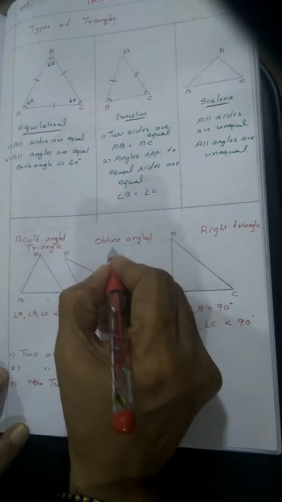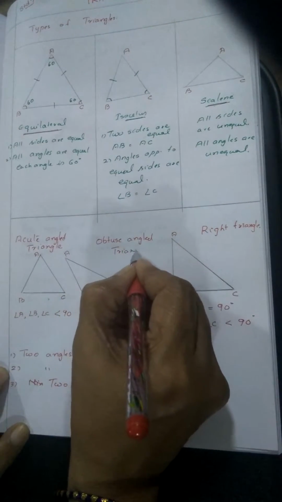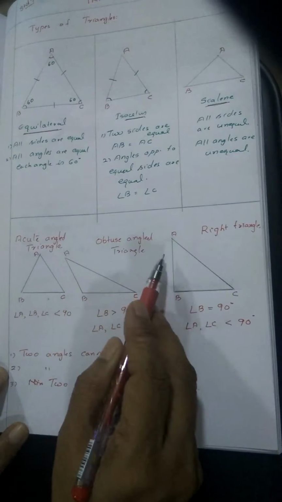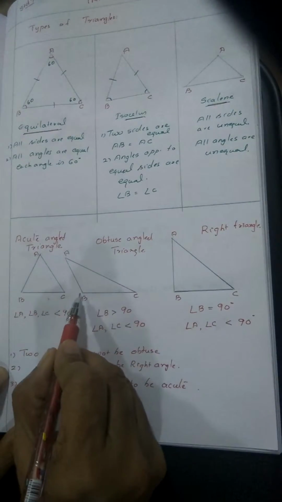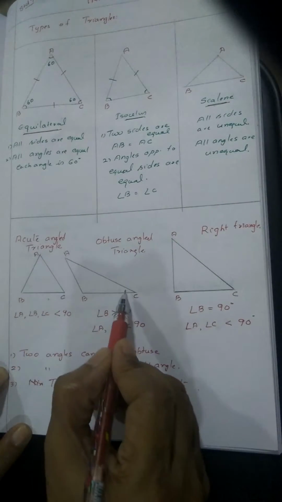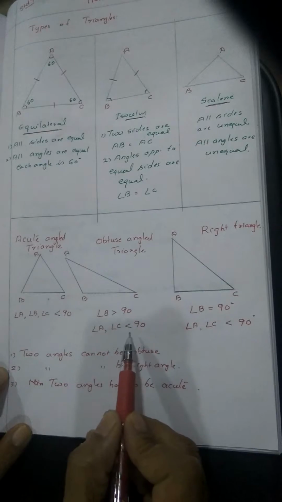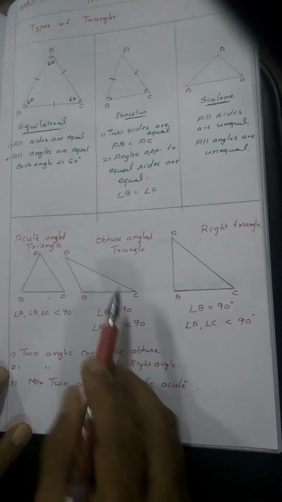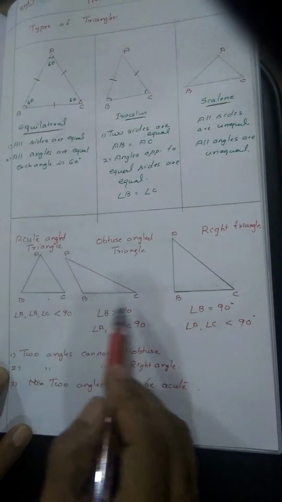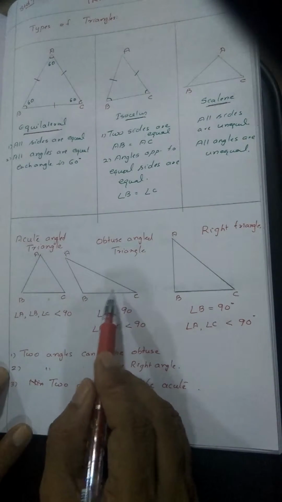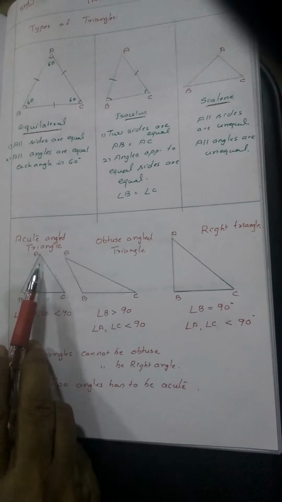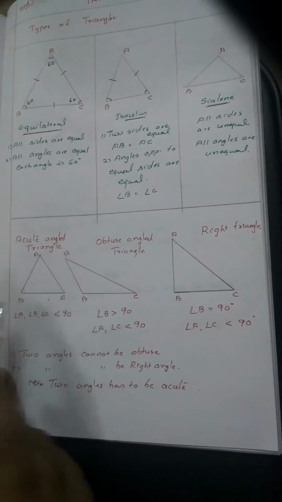An obtuse angle triangle. From the word obtuse, it means it has one angle obtuse. So this angle B is obtuse and angle A and angle C are acute, less than 90. So one angle is greater than 90, an obtuse angle. Therefore this triangle is called an obtuse angle triangle. In this, all the angles are acute, so it is called an acute angle triangle.